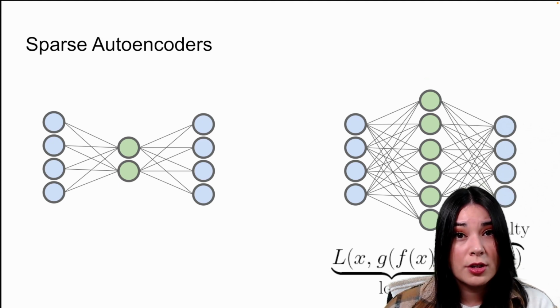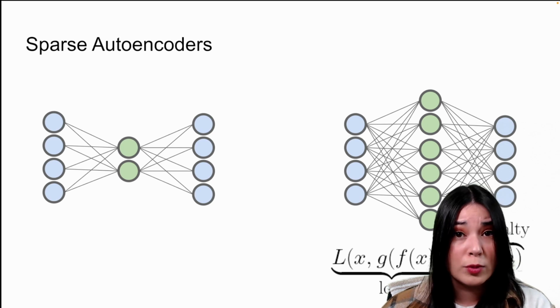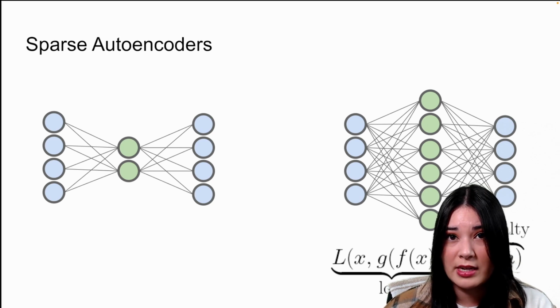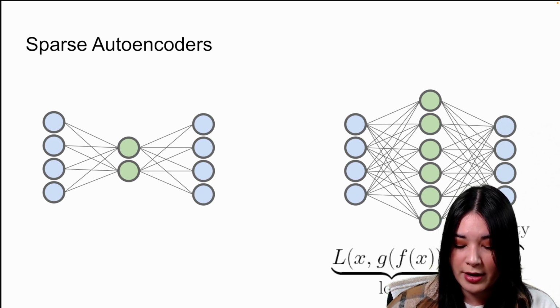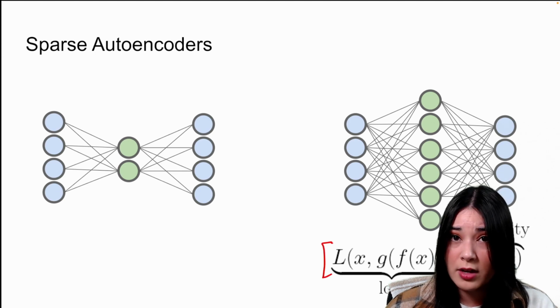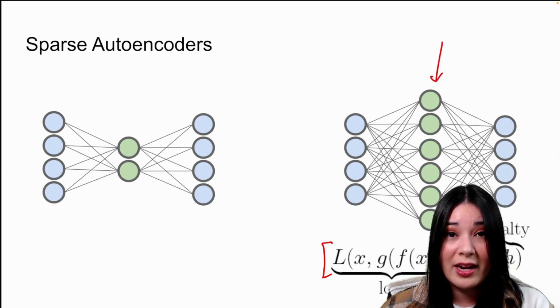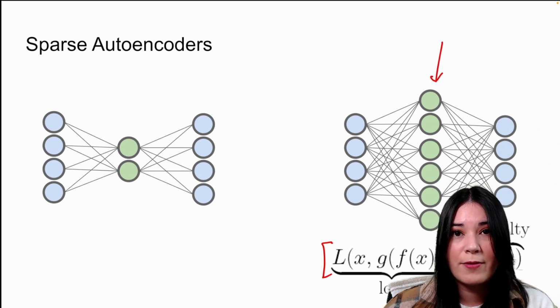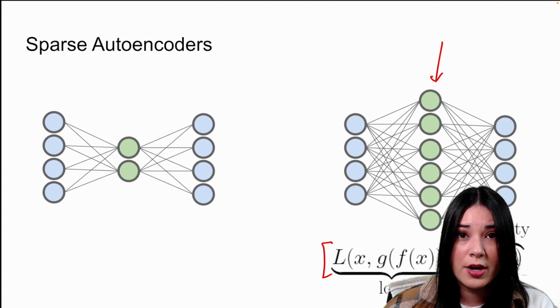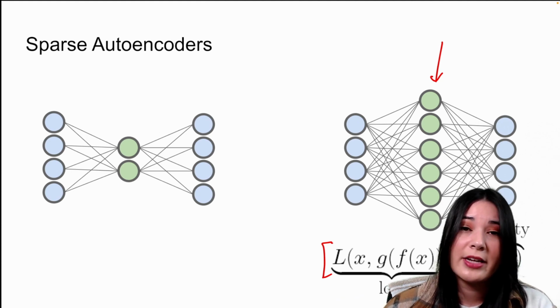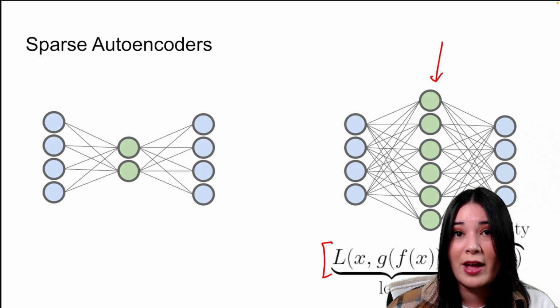One way to encourage this sparsity is with something we're really familiar with, a penalty. For instance, when we are training our network, we can take our original loss function and add a penalty on the compressed middle layer. This basically penalizes when the nodes have values that are far away from 0, thus encouraging the network to have as many of these as possible at 0.